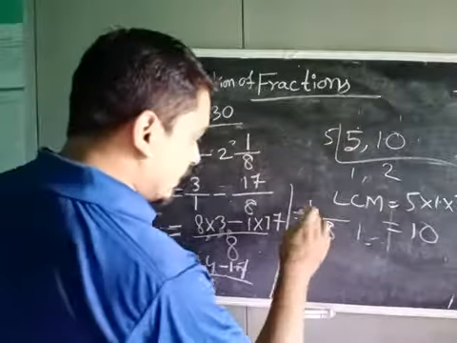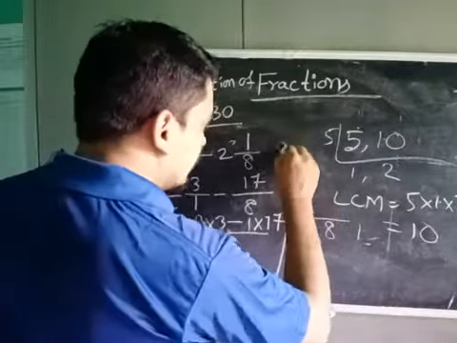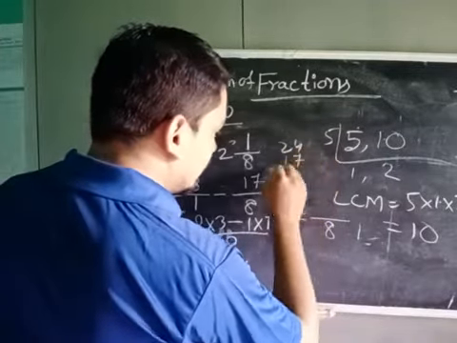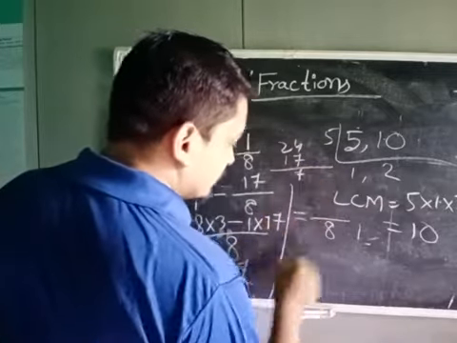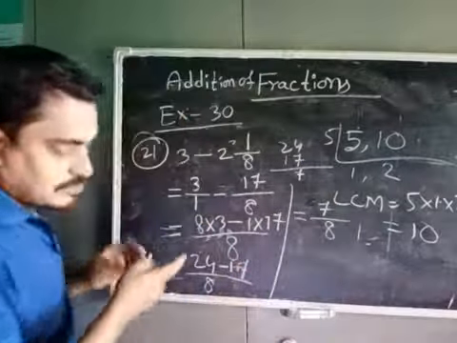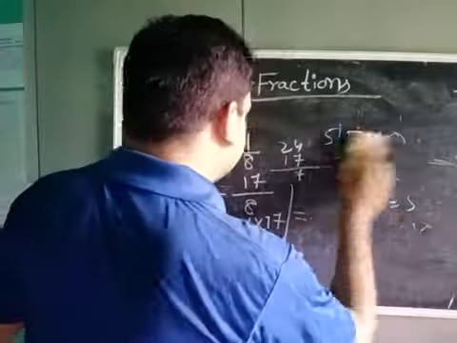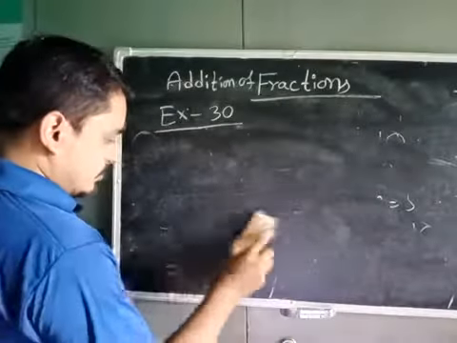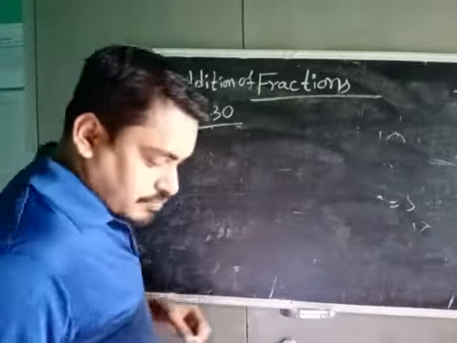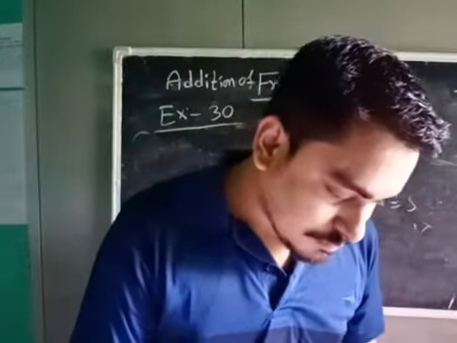So what do we have? 8 we have in the downside, and if we do minus, what will we get? We will get 24 by 17, what will we get? We will get 7. So here will be 7. So it is your answer. Okay, in this way you have to solve. So I think there is no need to show any more questions. You can solve very easily. Okay.